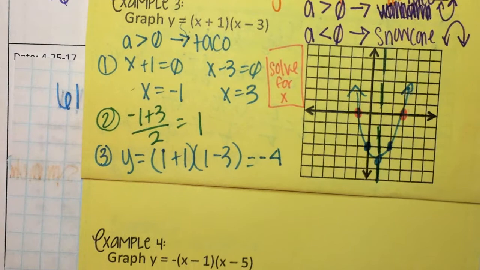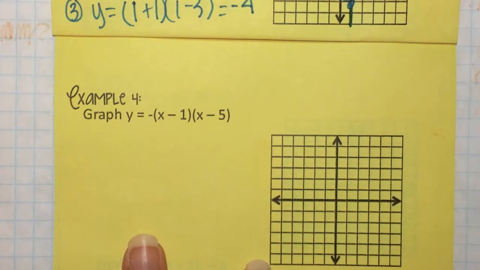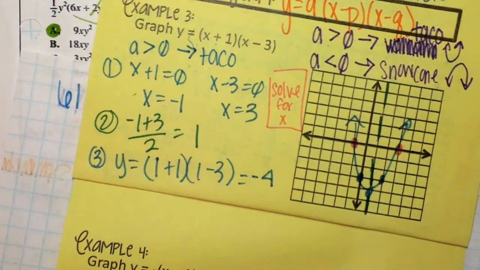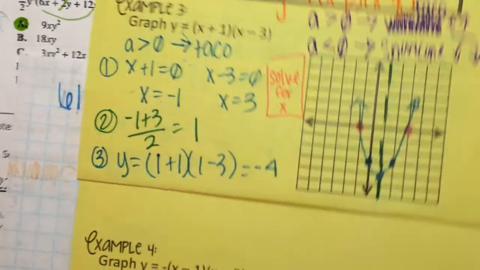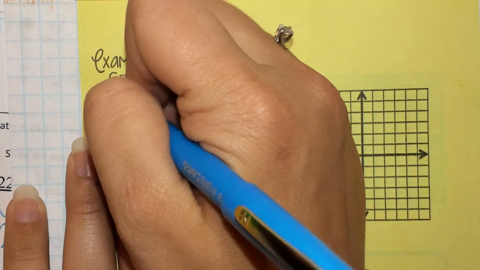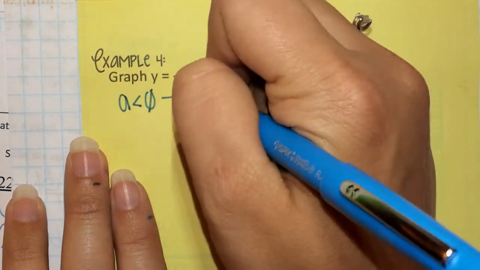Okay, are you ready to try the next one? This one is a snow cone. Why is it a snow cone? Because A is less than 0. That makes this a snow cone.